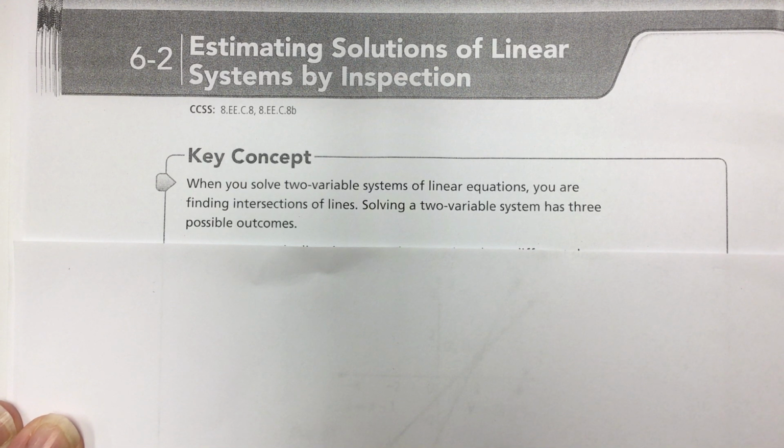So, when we have a system of linear equations in two variables, the solution will be where the two lines touch, where they intersect. Intersecting and touching is the same thing. You will have three possible outcomes. So let's look at our three possible outcomes.